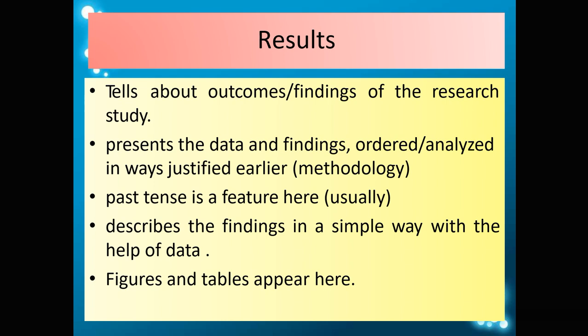So how to organize the results section? First of all, the results, as we all know, tell us about the outcomes, the findings. So it should be presented in a proper data manner and in a properly ordered and analyzed form. Whatever methodology you are going to use, the result of that methodology should be in a properly ordered or analyzed manner. Past tense is usually a feature here because we are writing what has been done. And it should always describe the findings in a simple way to help the reader understand the interpretations of the data. Figures and tables should appear very properly.